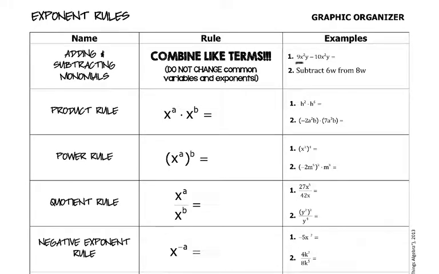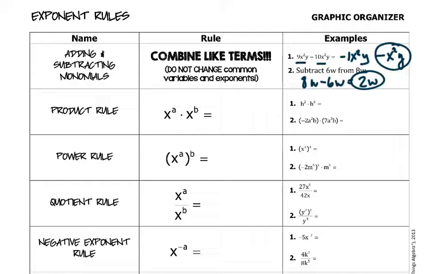So if I have 9x squared y minus 10x squared y, it's negative 1x squared y. Or I could just even say negative x squared y. If I want to subtract 6w from 8w, we know that that would just be 2w. So that's just our adding and subtracting. Then we get into our actual exponent rules.